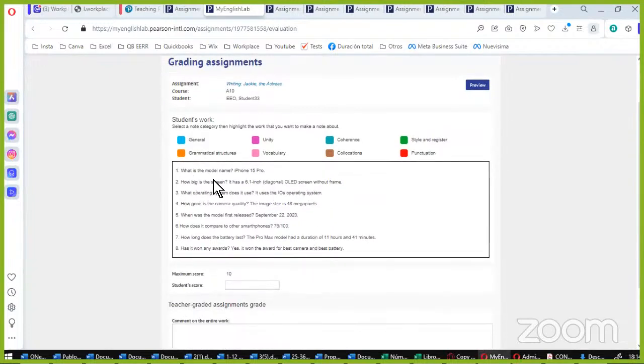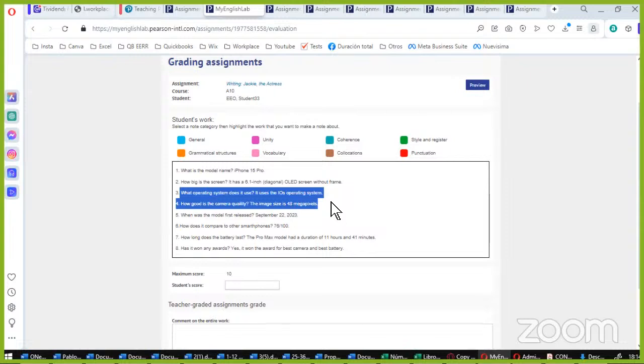Okay, what is the model name? iPhone 15 Pro. How big is the screen? It has a 6.1-inch diagonal OLED screen without frame. What operating system does it use? It uses the iOS operating system. How good is the camera quality? Image size is 48 megapixels. When was the model released? September 22nd, 2023. How does it compare to other smartphones?